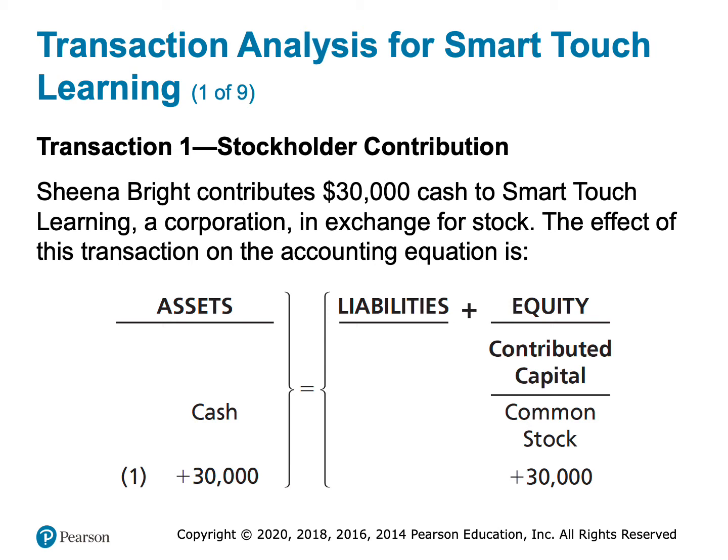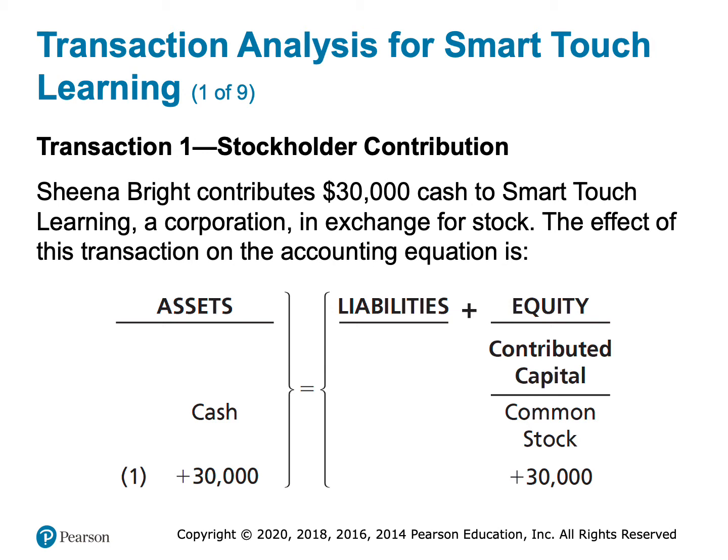So let's first start with cash. Anytime cash is involved, I like to, as a rule of thumb, start with cash because we intuitively understand cash. Someone handed us a check for $30,000. We have more cash now than we did before. Cash is an asset. So over here under the assets side of the equation, I have listed cash. Cash is a specific asset, and notice that it has a plus sign. It went up by $30,000. So Sheena Bright gave us cash. We in turn gave her stock. We've already said that stock is equity.